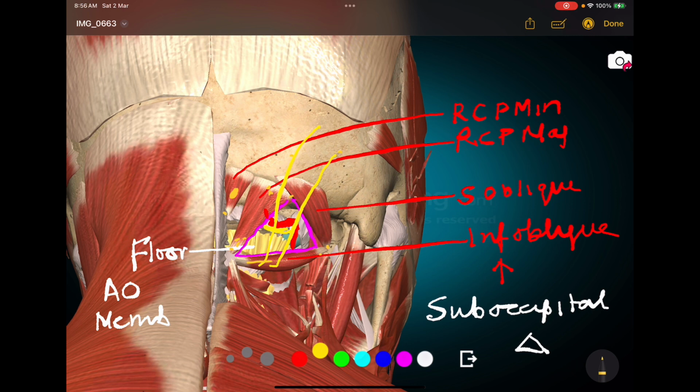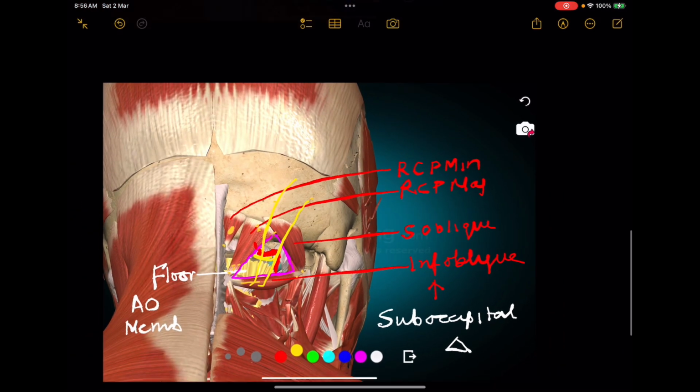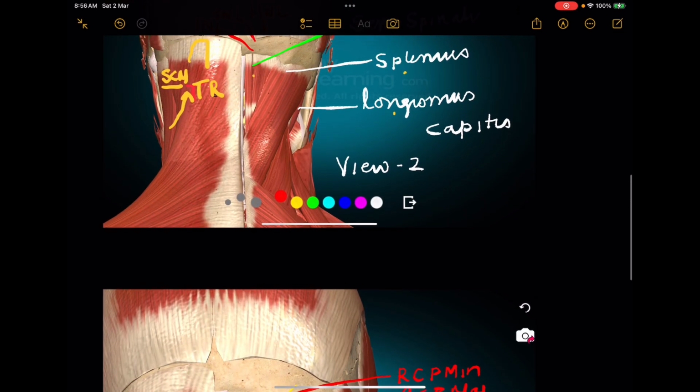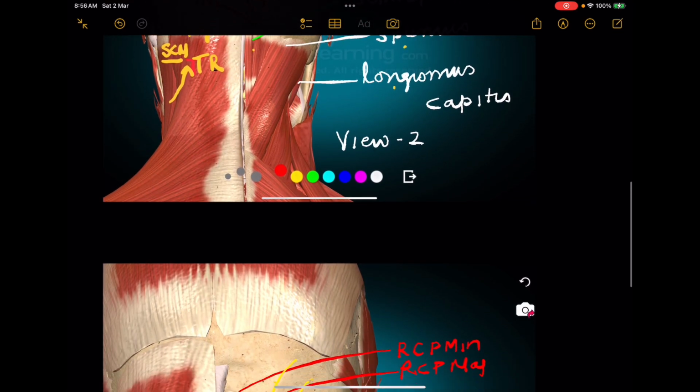So this is the suboccipital triangle that you see, covered by semispinalis, splenius, longissimus, and the third layer is trapezius and sternocleidomastoid. So this is up to the suboccipital triangle.